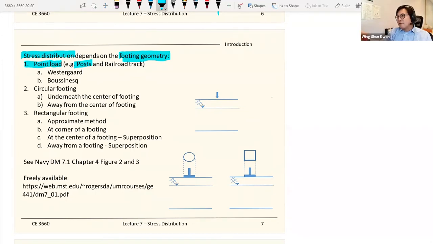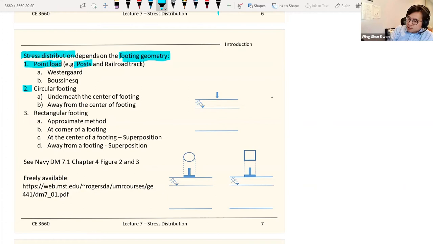There are many different ways to simulate or find the distributed stress. For this class, we only look at two methods based on two scientists or engineers. I think back in the old days they didn't have professionals called engineers, but scientists. The first one is Westergaard. The other one is Boussinesq. So there are two methods to simplify distributed stress from surcharge to become a point node.